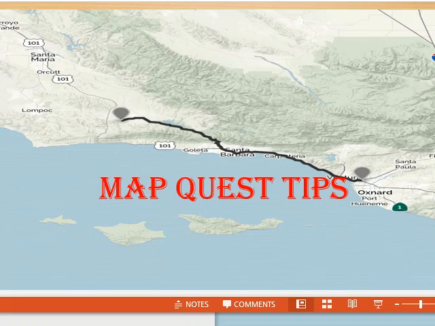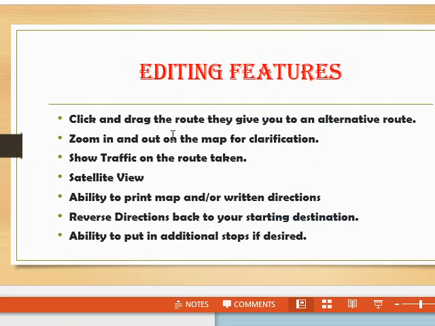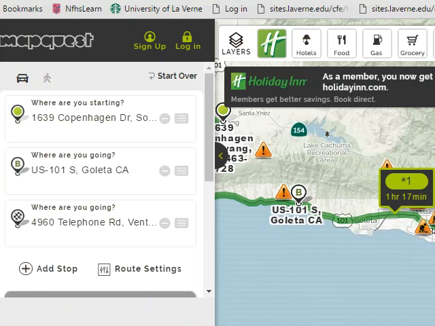So I love MapQuest because it specifically shows you different routes, and these are just different tips that I wanted to talk about today. So again, how to get started: go to mapquest.com, click on Get Directions, type in where you want to get started, type in where you're going, click on Get Directions. And then you can zoom in and zoom out, satellite, click and drag if you need alternative routes, and you can get reverse directions.